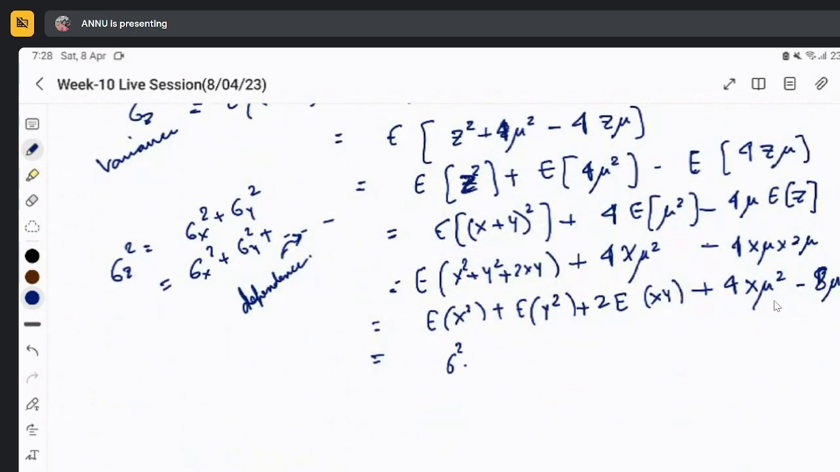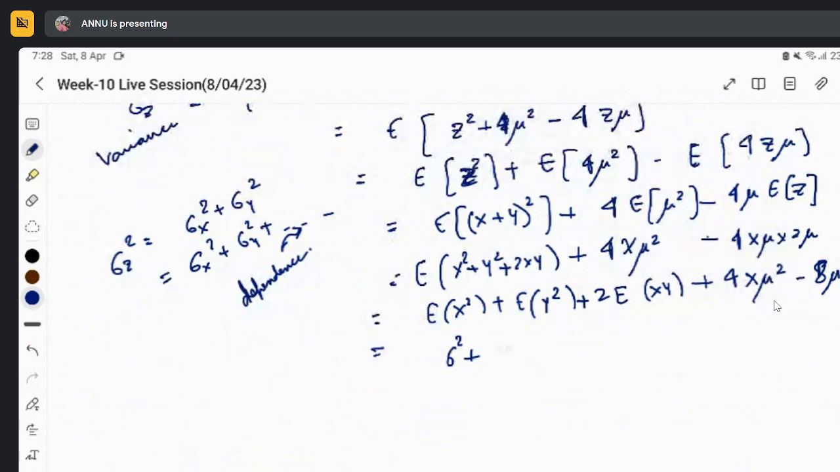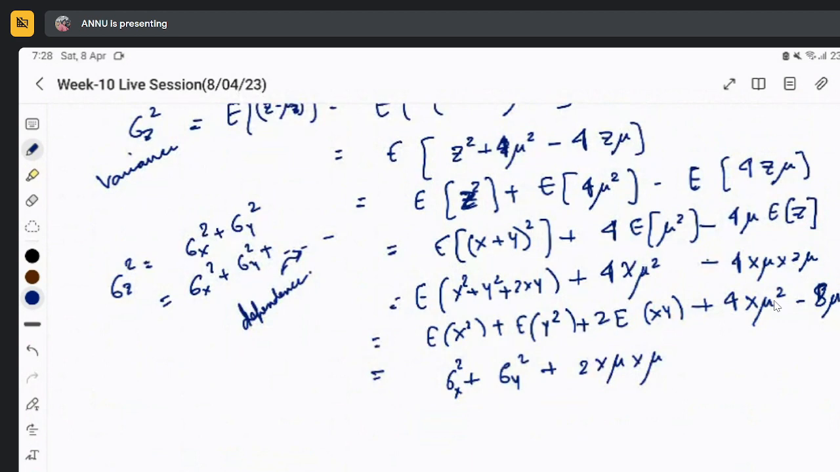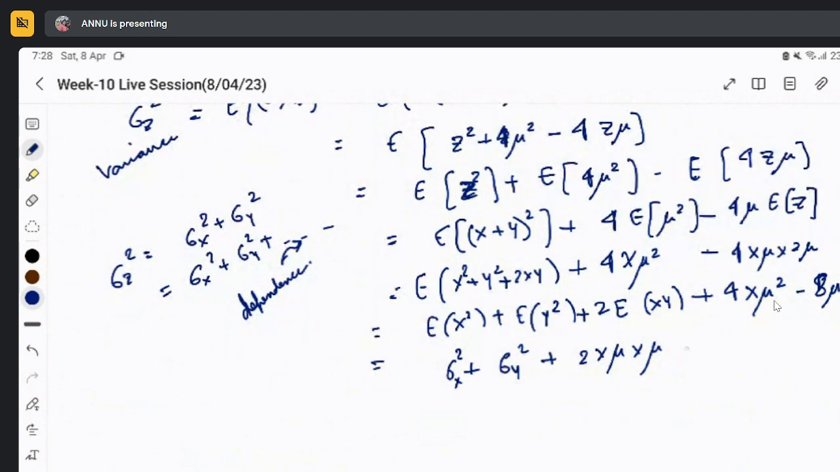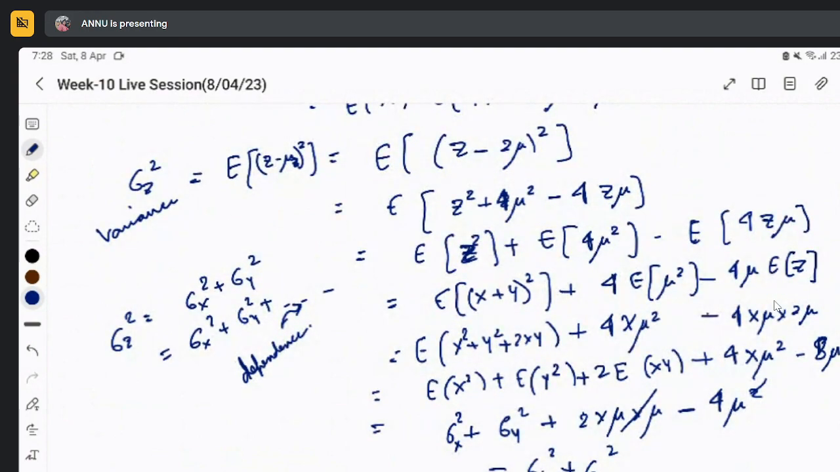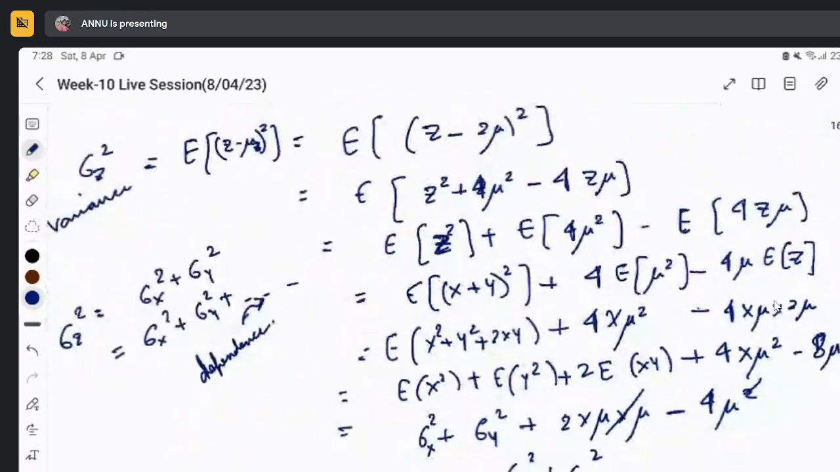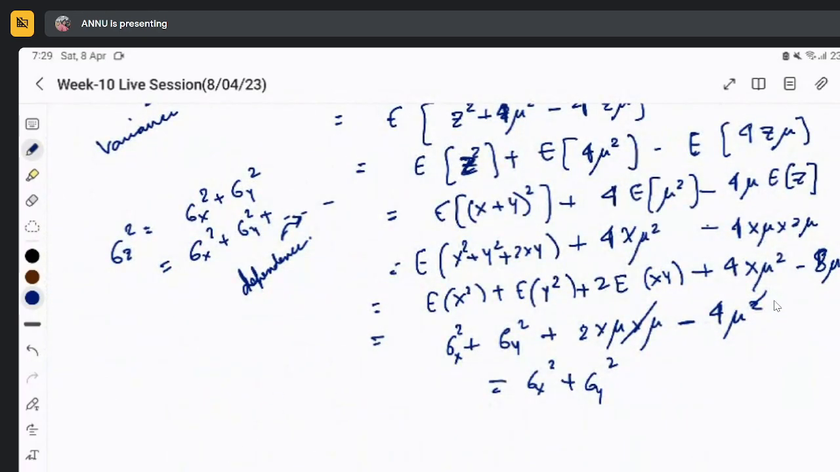Okay. Similarly, we have the expected value of x multiplied by y also. These are mu into mu. I think it should cancel: mu square minus 4 mu square. It should cancel, and you will get sigma x square plus sigma y square. But I have to check where I'm going wrong. And similarly, what about x minus y? Wherever the linearity property comes in, plus will be replaced by minus. Okay.